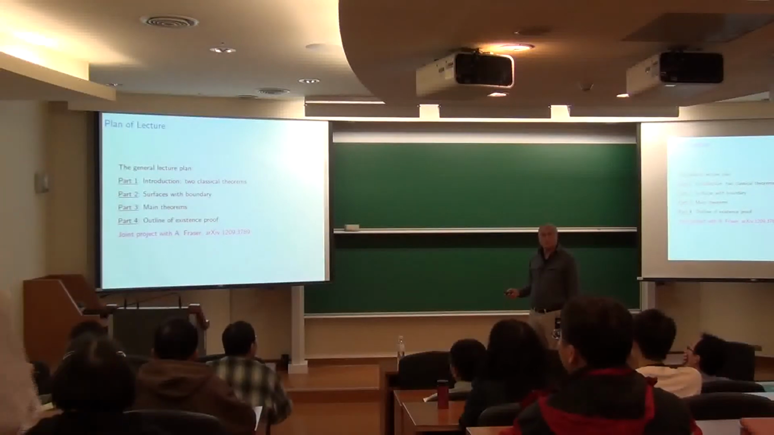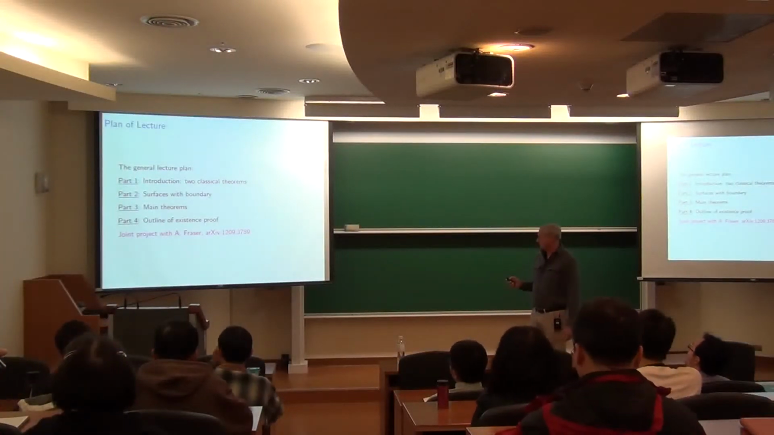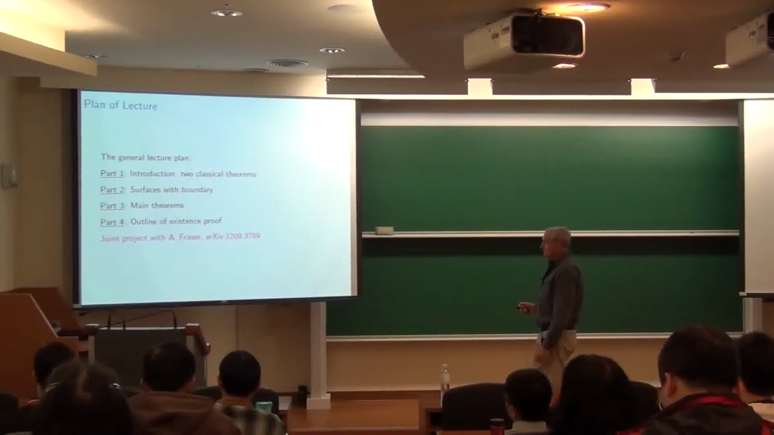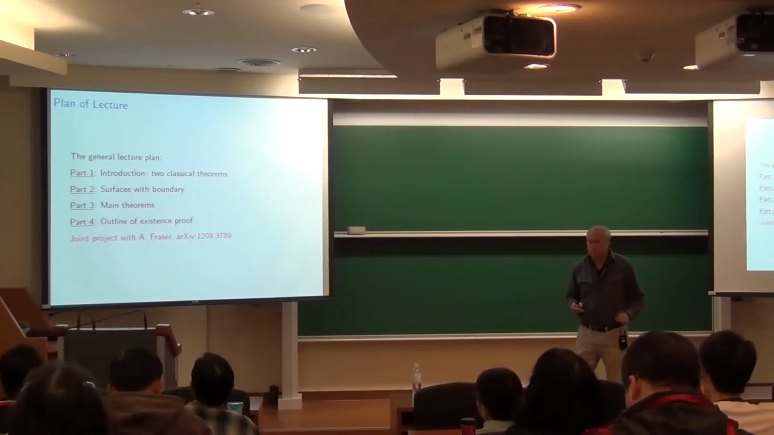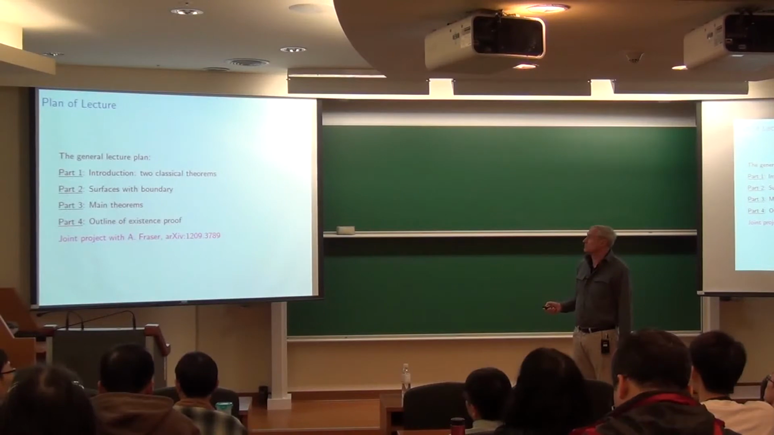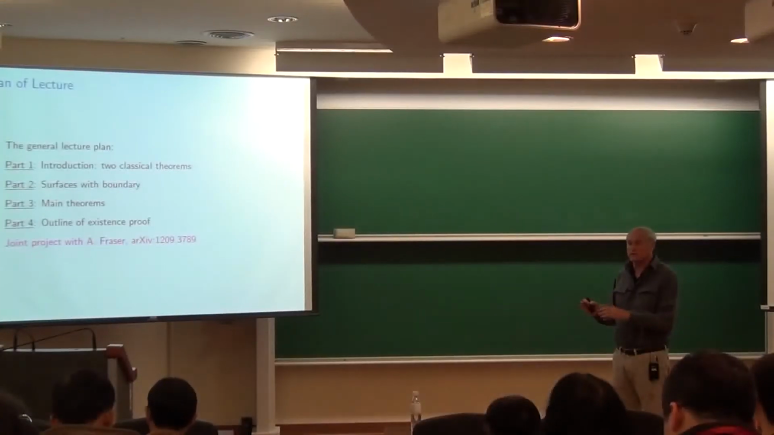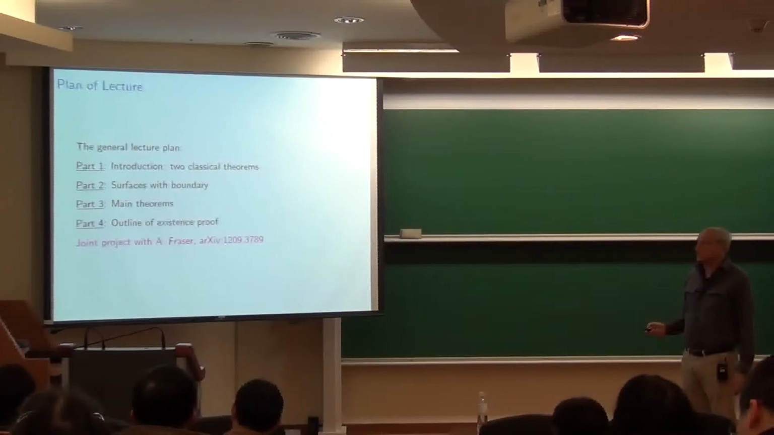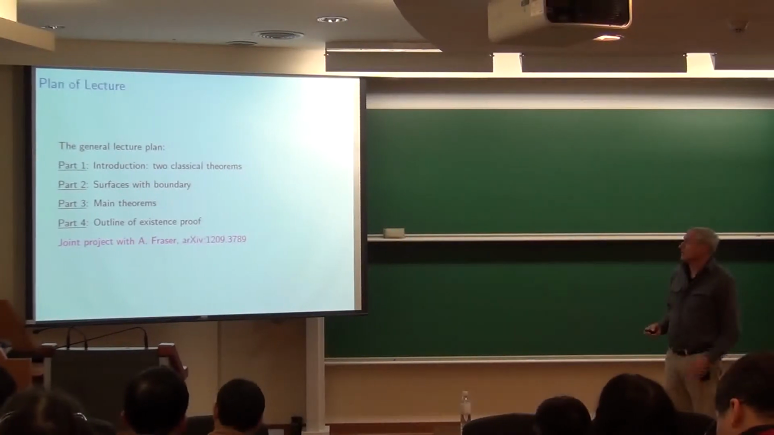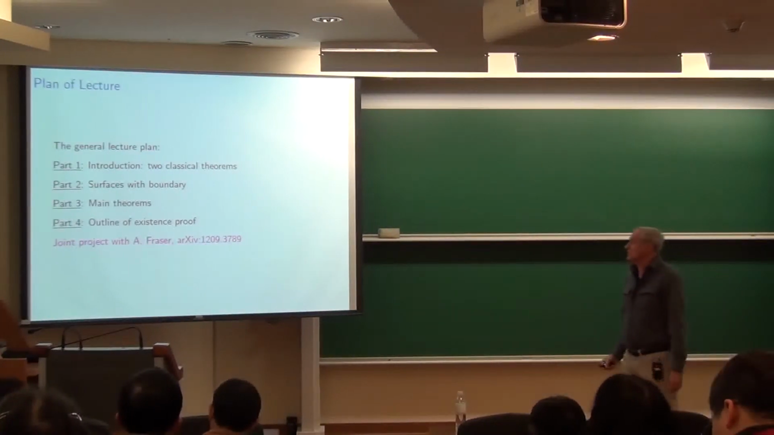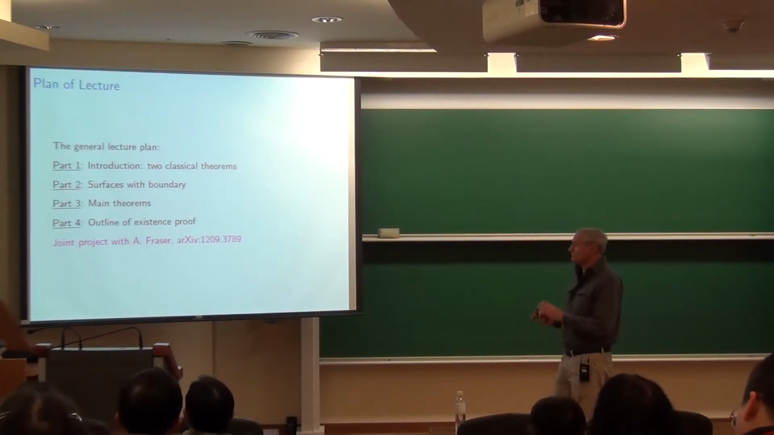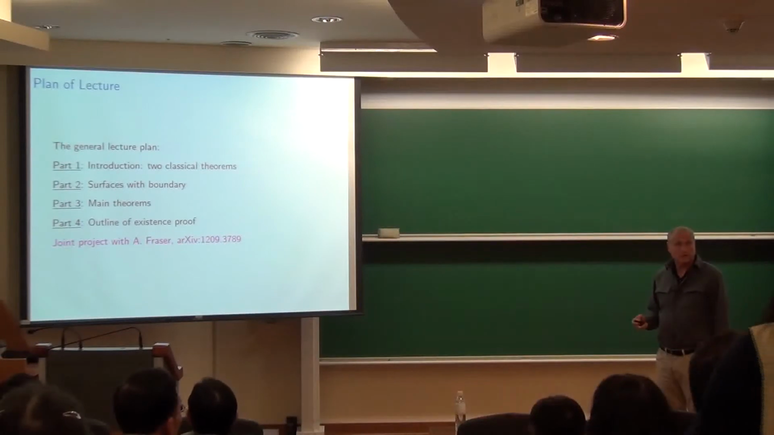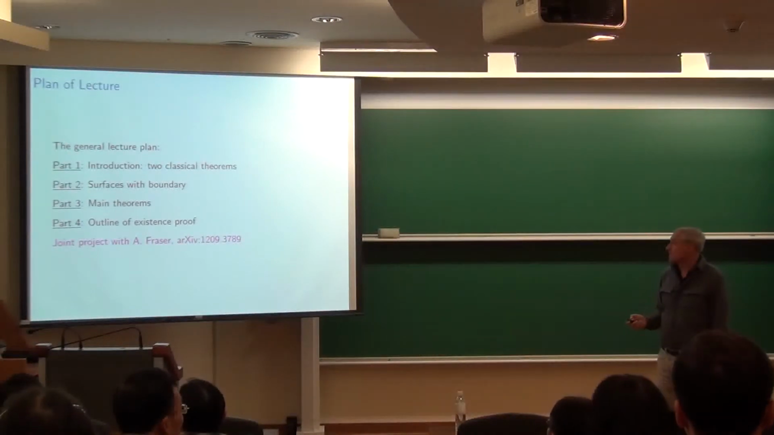talking about two classical theorems about eigenvalues on surfaces, and then I'm going to be interested in the problem for surfaces with boundary, so I'll introduce the problem in part 2, and then in part 3 I'll describe the main theorems we have, and then depending on the amount of time I'll try to outline maybe the proof of the hardest theorem in the paper, which is the existence theorem.